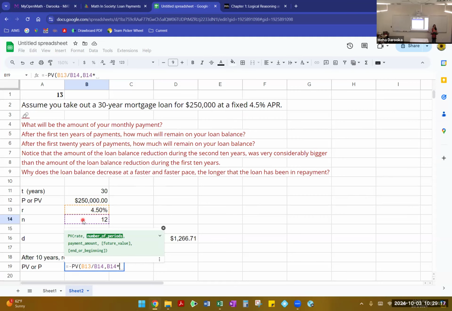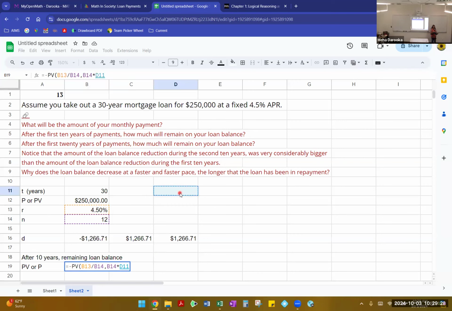No, because it's after 10 years. So what was our total 30-year, right? Yes. So it's going to be 30 minus 10, 20. You know what? I'm going to just click on a random cell right now because that's where I'm going to put in our 20 years. All right, let's see. So this will be payment amount is the 1266.71 that we just calculated, comma, your future value, of course, will be 0. It's not going to give us anything right now because my cell over here is 0. So this will be 30 minus 10, so after.